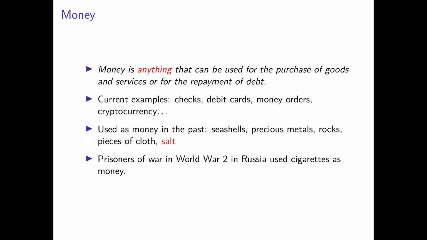A few other examples: checks, debit cards, money orders. Today we even have cryptocurrency, which is a newer form of money. In the past, there were a few other forms of money: seashells, precious metals, rocks, pieces of cloth, salt.